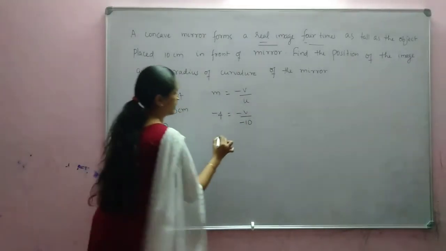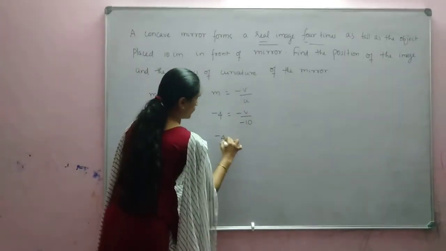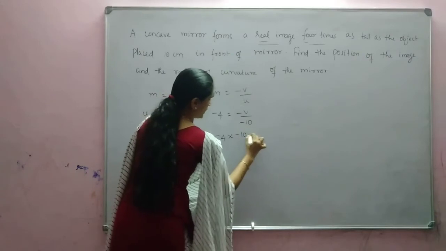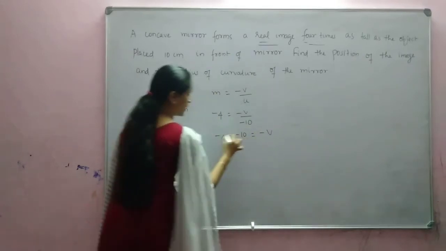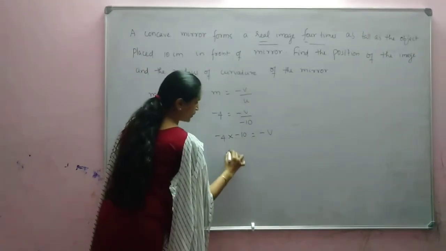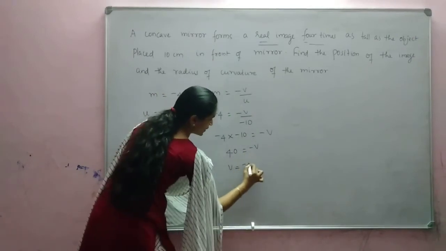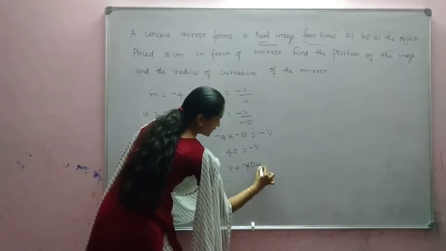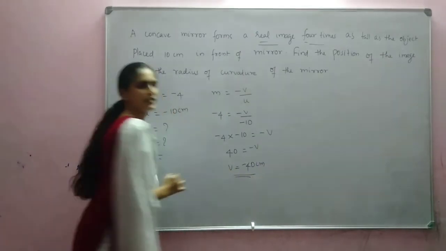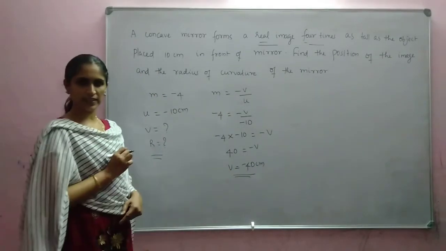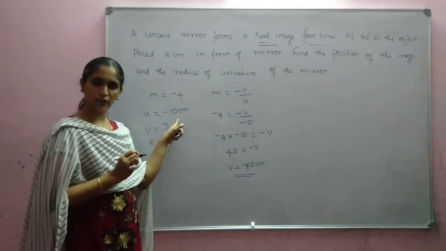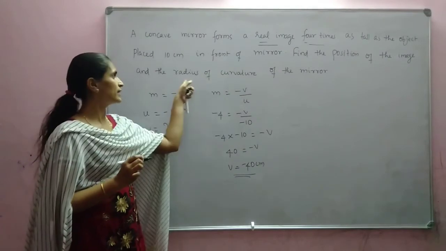Or minus 4 into minus 10 is equal to minus v. This minus will get cancelled. So 40 is equal to minus v, or we can write v is equal to minus 40 centimeter. Image distance we got minus 40 centimeter. Object distance we know already. Now we can find the radius of curvature.